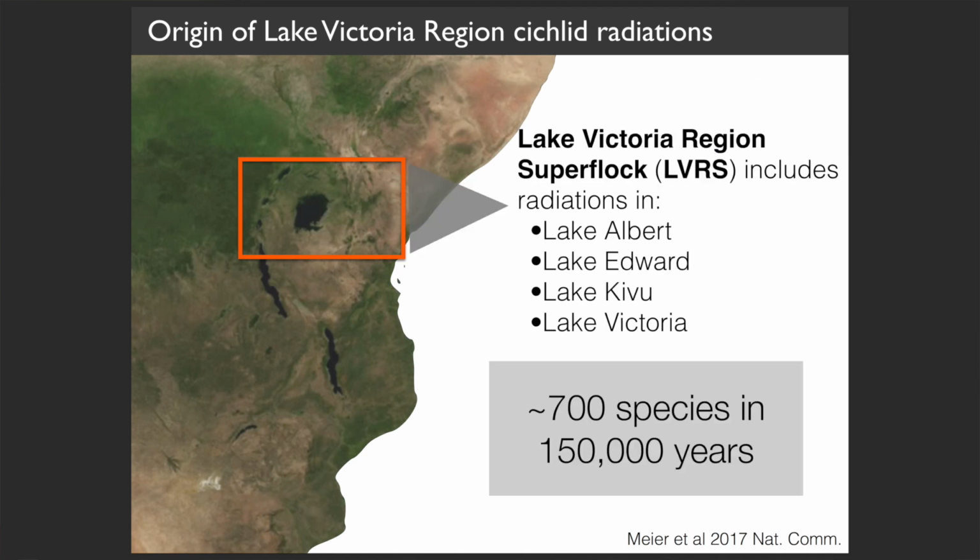fellow at Cambridge. So Lake Victoria is part of a larger group of cichlids called the Lake Victoria Region Superflock. This includes cichlid adaptive radiations in Lake Albert, Lake Edward, Lake Kivu, and also Lake Victoria. So all of these radiations together form this group called the LVRS, the Lake Victoria Region Superflock. And this comprises about 700 species that have evolved in the past 150,000 years. So the origins of this group coincide roughly with when modern humans were leaving Africa, to connect back to our earlier talks.